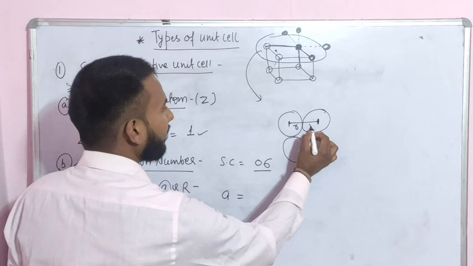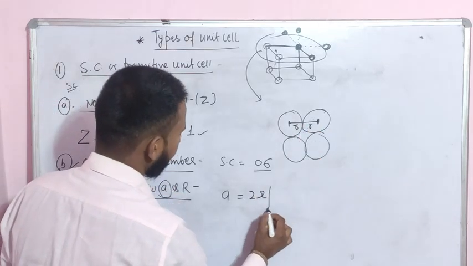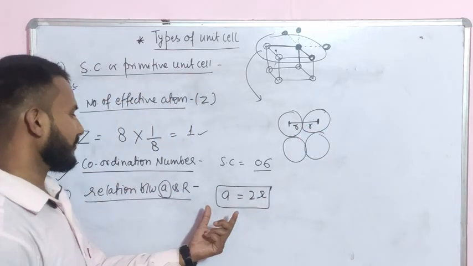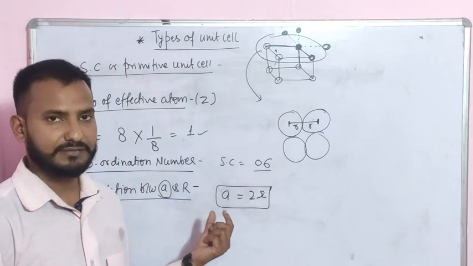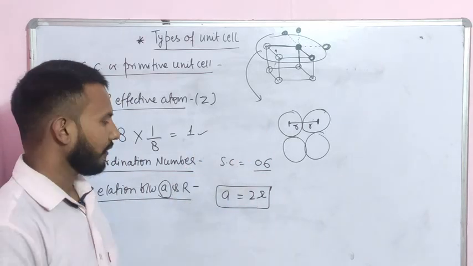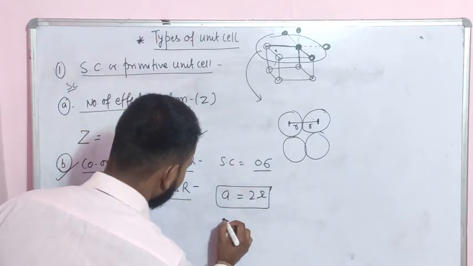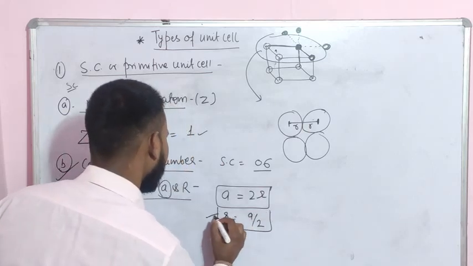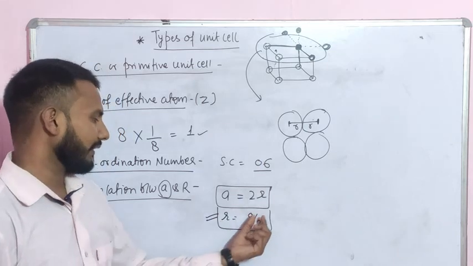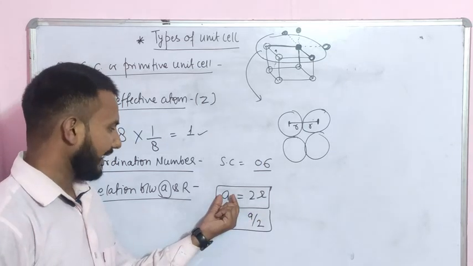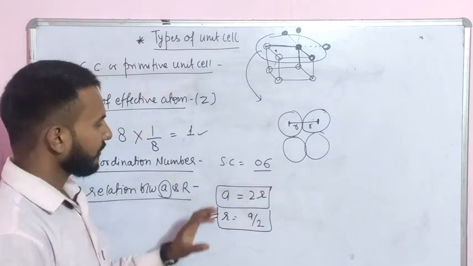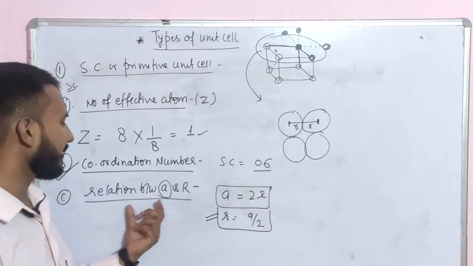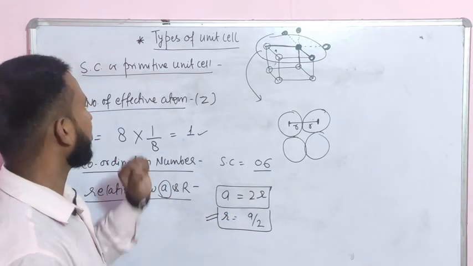So R and R will be equal to 2R. So in that case, the relation between edge length and radius will be A is equal to 2R. It can also be written as R is equal to A by 2. In terms of radius, you can write R is equal to A by 2, or you can write A is equal to 2R. So this is a simple third point, the relation between A and R for simple cubic.